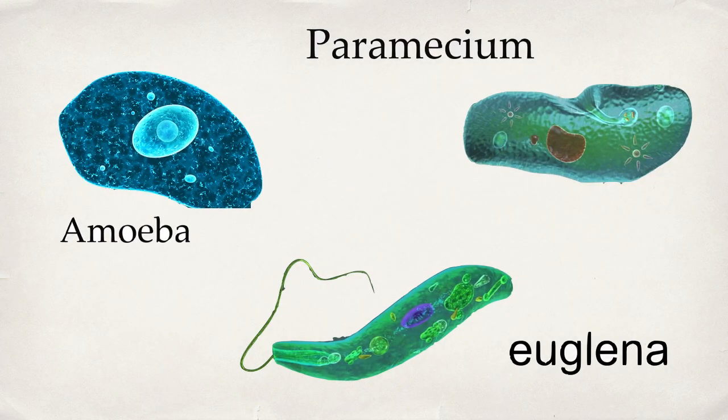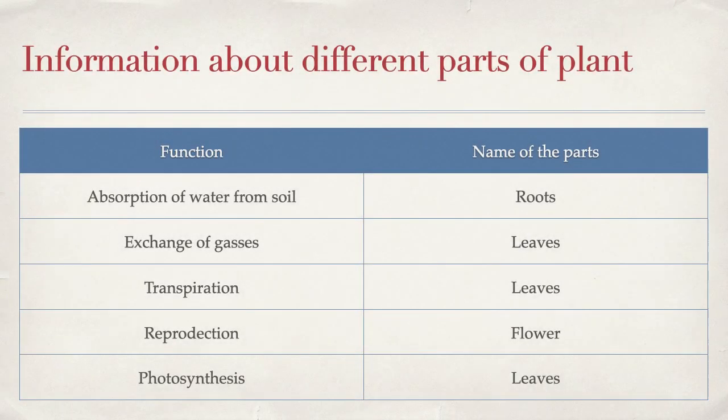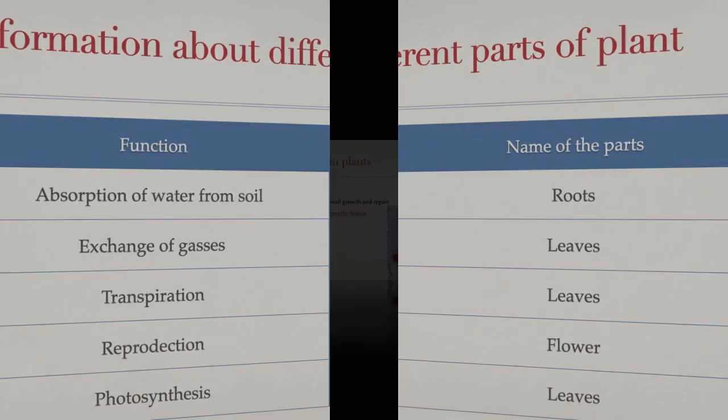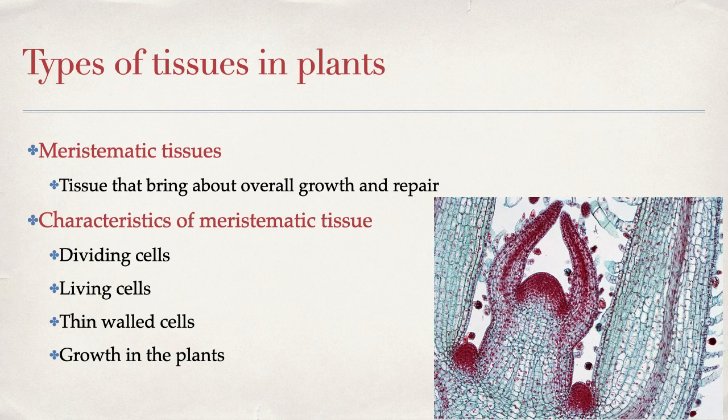You can visualize unicellular organisms like amoeba, paramecium, and euglena in this figure. Now let us talk about the different parts of a plant with their functions. First of all, absorption of water from the soil takes place through roots. Exchange of gases takes place through leaves. Transportation is seen in leaves and reproduction takes place in the flower. Photosynthesis occurs in leaves. The specific arrangement of cells in plants helps to carry out various processes. This specific arrangement of cells is called tissue.